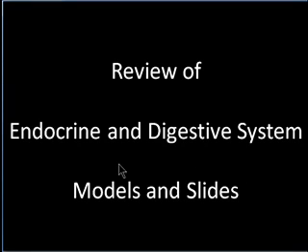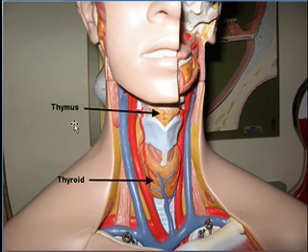This is a quick review of the models and slides of the endocrine and digestive system. Let's begin first with the models of the endocrine system. So here we're looking at the thymus and the thyroid gland, and whenever you're doing any gland, you must know where it's present, what its functions are, what hormones are secreted, what the functions of those hormones are.